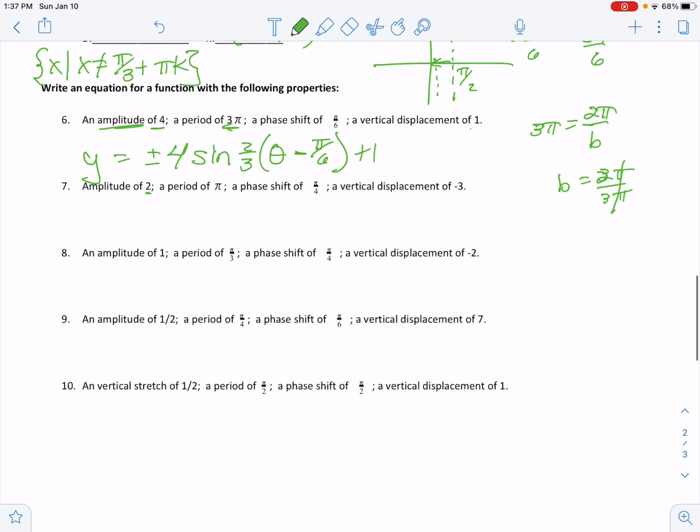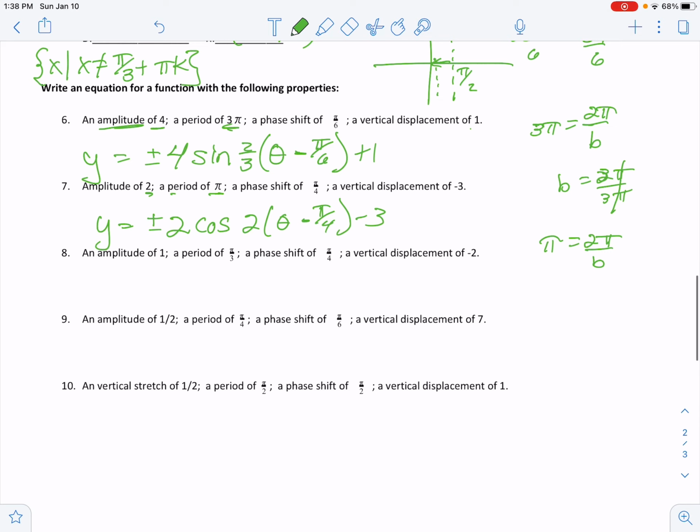Okay? Amplitude of 2. Y equals plus or minus 2. The period is pi, the new one. So pi is equal to 2 pi divided by b. So b must be 2. Well, let's make this one a cosine just because I can. Cosine of 2 theta minus pi over 4 minus 3.